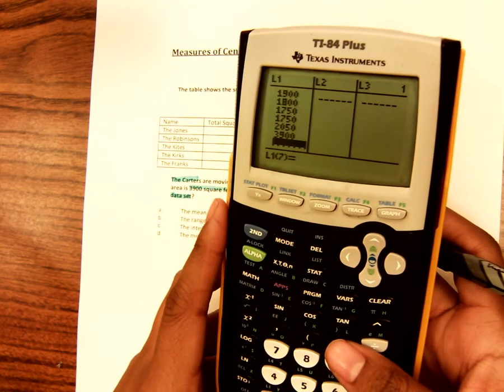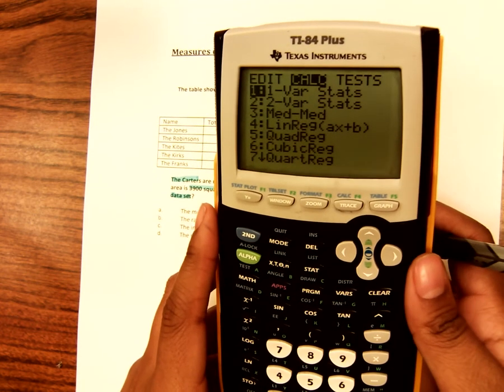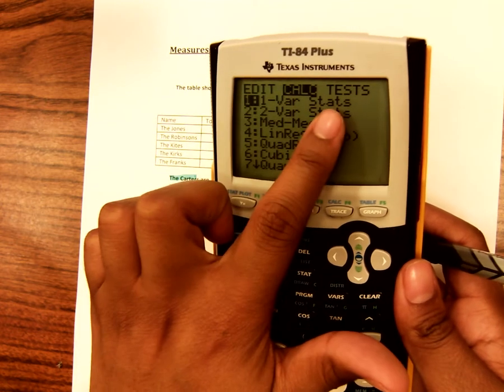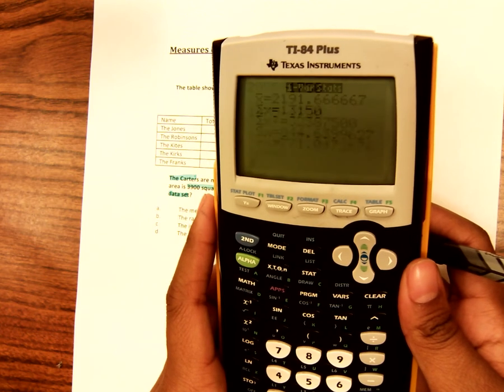Okay? Remember, you go to stat, go over to calc. Again, we want the variation stats. We do not want the line read. We're not trying to create a line. We just want the statistics. I'm going to press enter. Still my L1 and calculate.